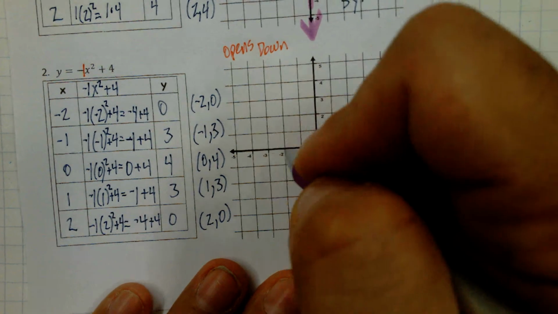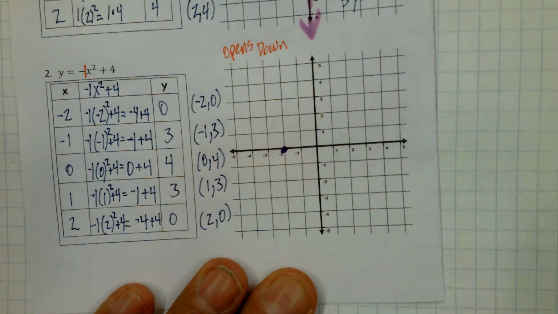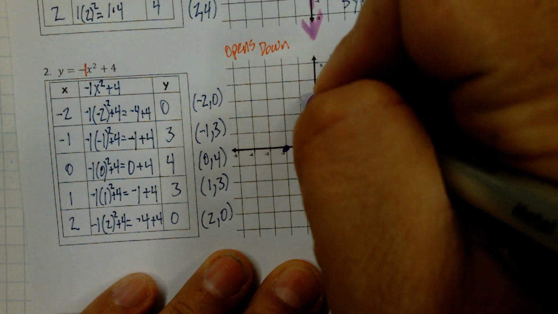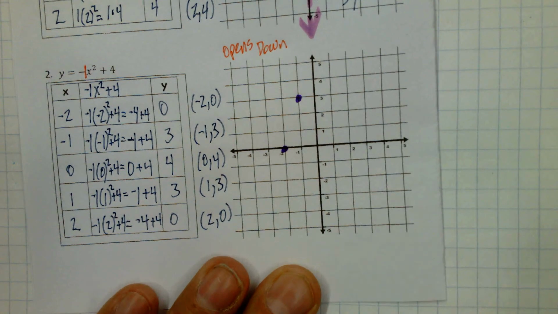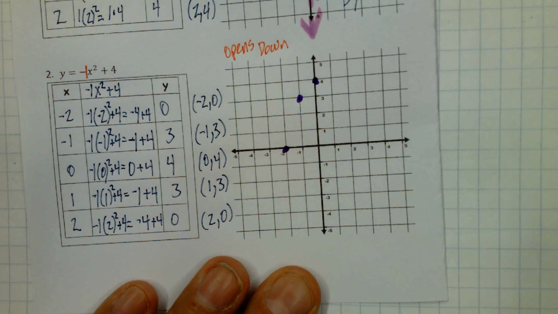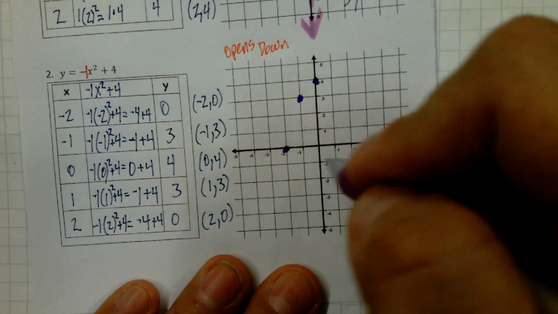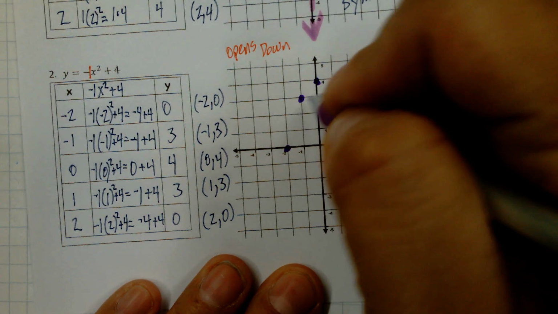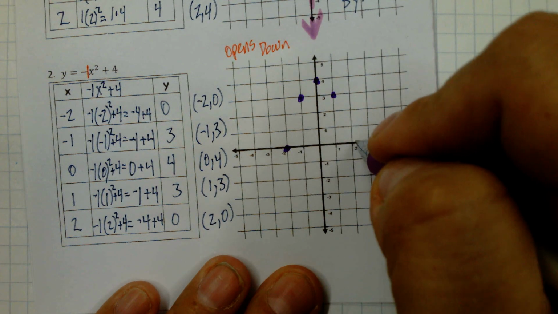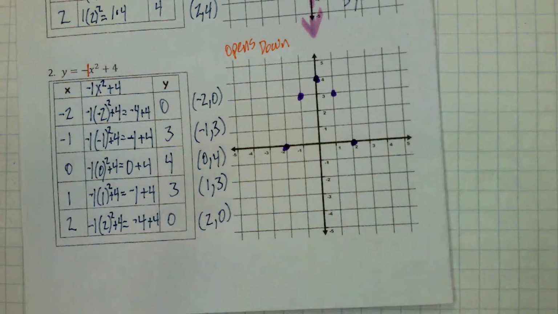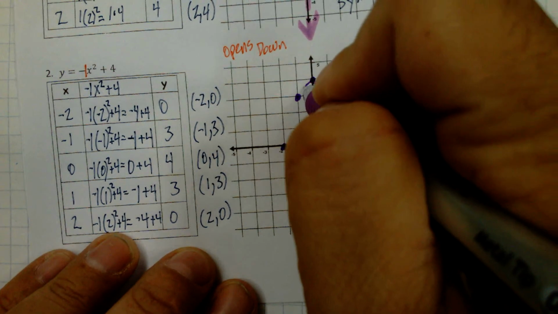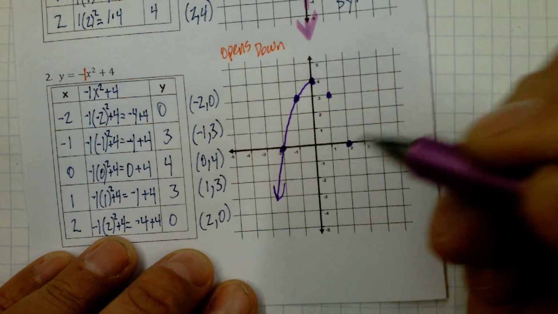Negative 2, 0. That's right there. Then we have negative 1, 3. Negative 1, 3 is right here. And then 0, 4 is right there. And then 1, 3 is 1 over 3 up. So those are counterparts. And then 2, 0, 2 over, and stay right there. It's going to look like this. And this one is going to open down. So make sure it's a nice smooth curve, but it goes like this.